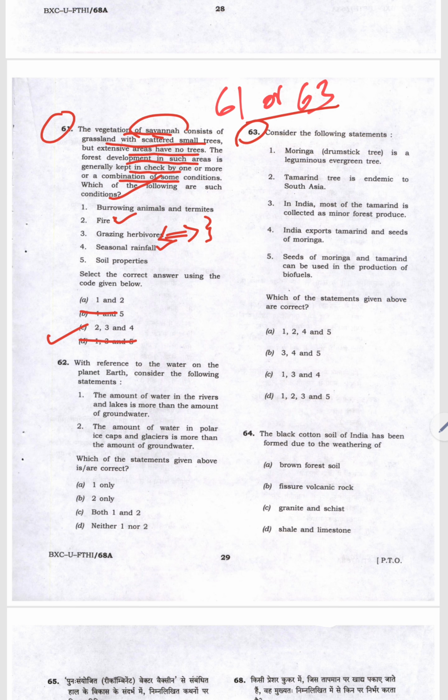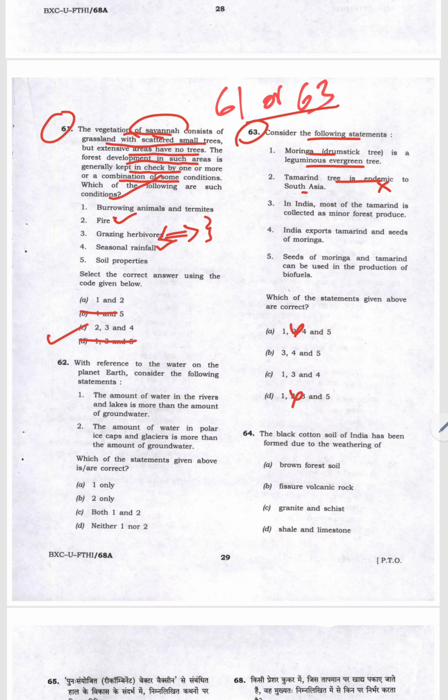You see, consider the following statements. Moringa is a leguminous evergreen tree. I really don't know whether it is right or wrong. Okay, tamarind tree is endemic. I already told you endemic means they might change. So let us assume two is wrong. So I'll remove two. Okay, I am left with two options.